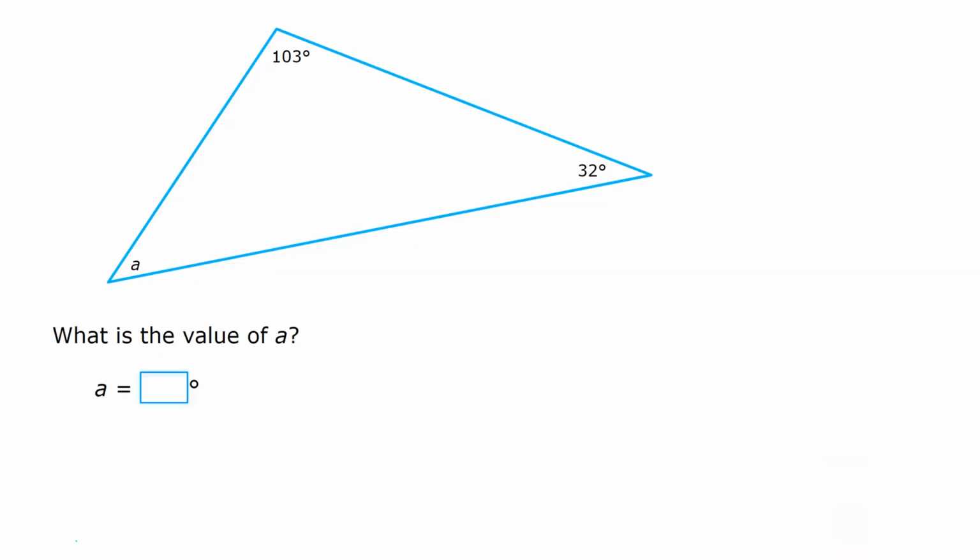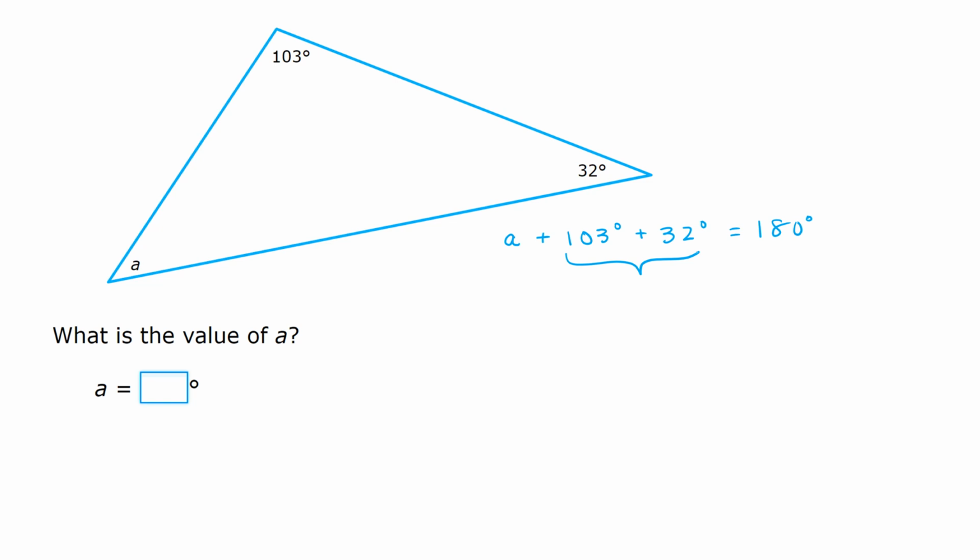Now that we know that this is always true for every triangle, we're going to apply the Triangle Sum Theorem to find missing angles in our triangles. The Triangle Sum Theorem tells us that the measure of angle A plus 103 degrees plus 32 degrees equals 180 degrees.